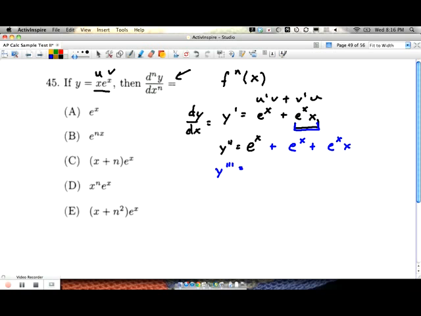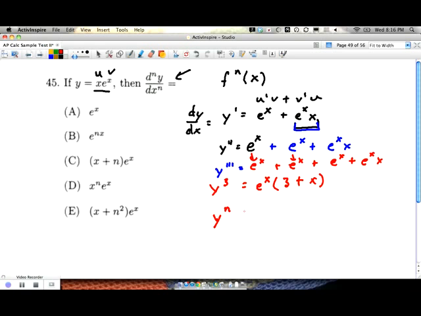Now if we do y triple prime, that's going to be e to the x plus e to the x, because the derivative of those is just straightforward, same thing, nothing changes. But then we have this thing here that keeps getting added on, plus another e to the x plus e to the x times x. So it's growing. So if I were to look at this, I could factor out e to the x from all of these. That would be e to the x, and I got 1, 2, 3 of them, plus x. So the third derivative is e to the x times 3 plus x.